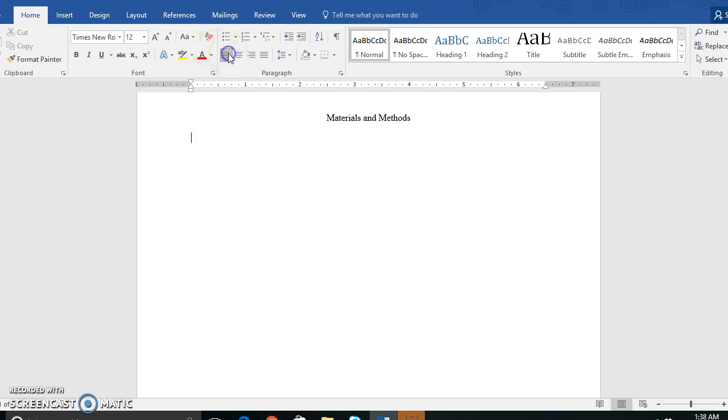There's some key things that you need to do when you're talking about materials and methods. First of all, everything has to be very clearly written so that other people can follow the directions, and it has to be written in third person. Third person means that you're going to use words like they, them, he, she, we. That's third person.